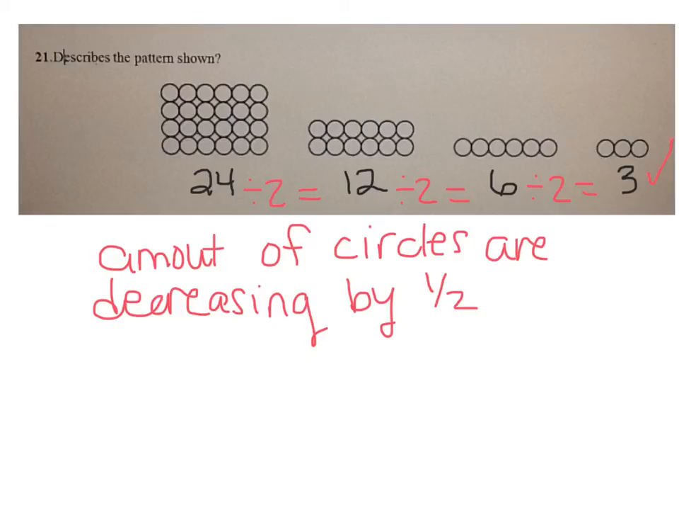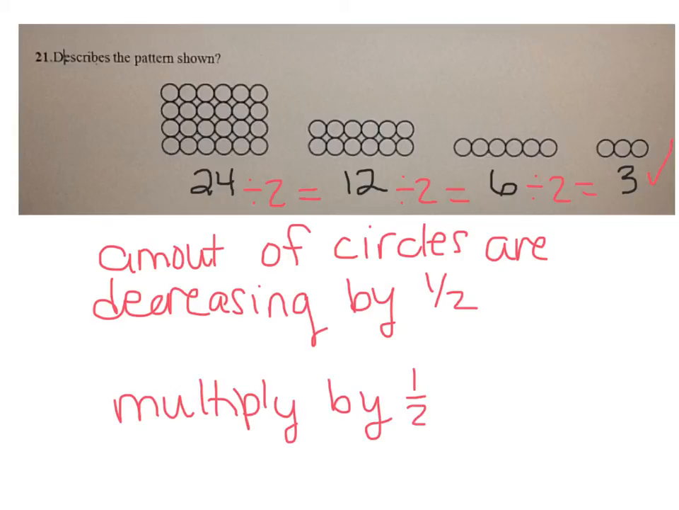If you wanted to think about if this would be arithmetic or geometric, remember what we talked about is that we've got dividing by 2. And dividing by 2 is the exact same thing as multiplying by 1/2. So if we multiply by 1/2, that would be a geometric sequence. So this would be geometric, and our r would be 1/2. But this problem was just asking us to describe the pattern shown, and the describing would just be the amount of circles are decreasing by 1/2. Or you could also say there are half remaining with each term.